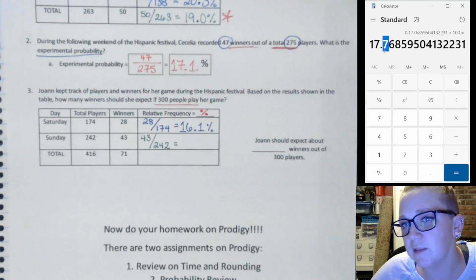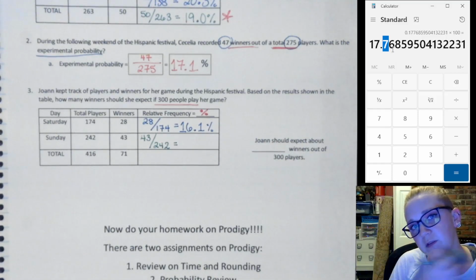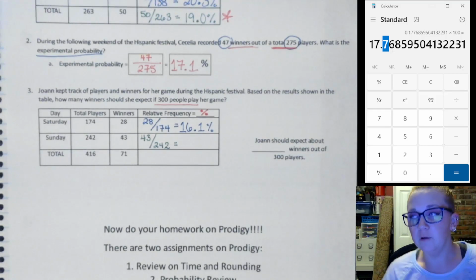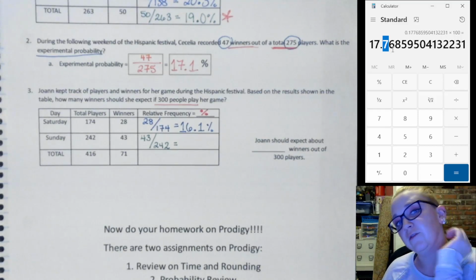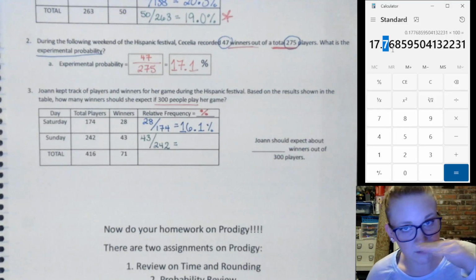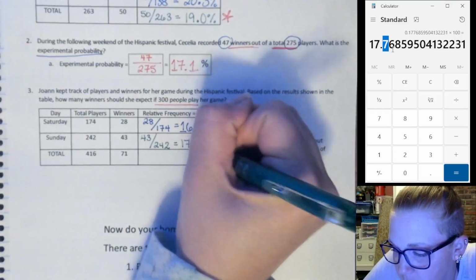So we have a 7. Look for what's right after it. See that 6 right there. So will a 6 make the 7 go up or stay? Hopefully you said go up, because remember, I think I've said it like 4 times now. If it's a 5 or higher, it goes up. If it's a 4 or lower, it stays. So we want 17.8%.